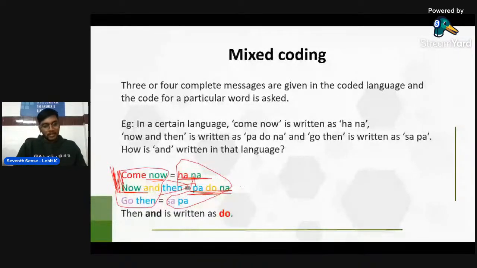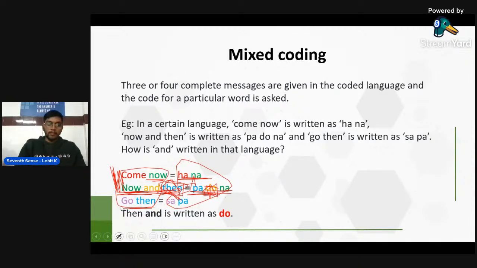Now compare the last one and the second one. When you compare them, you can get the answer for "then". "Then" is common in the first, second and last one. So what is the coded message which is common? That is pa. So pa is represented as "then". What is the rest of the coded message which is left? That is do. So do will be represented as "and" here. Like this you have to solve mixed coding questions.